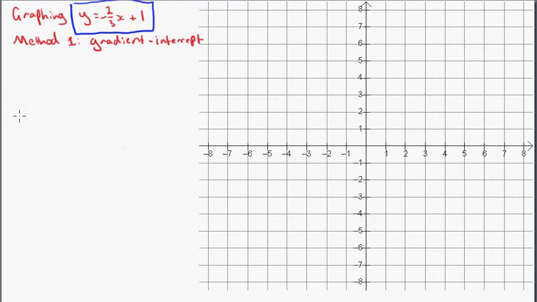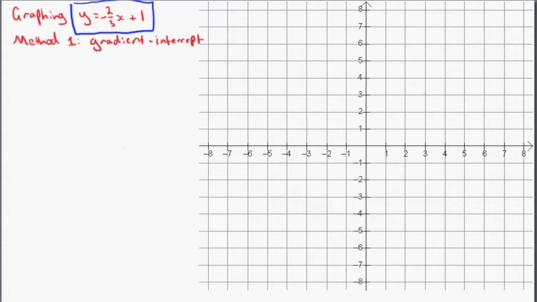In this video I'm going to be showing you the first of several ways of drawing a line based on a line equation. Our example here is the line with equation y equals minus 2/3 x plus 1.